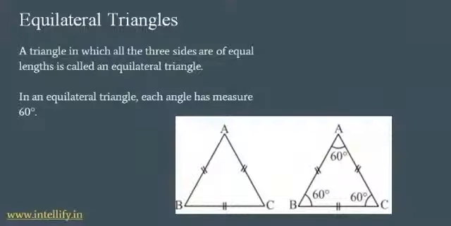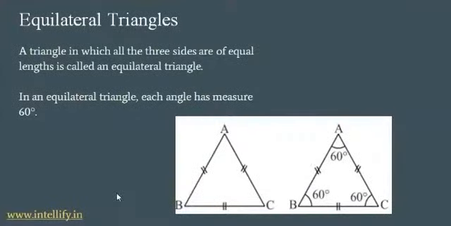Also, this equilateral triangle will have all the sides of equal length. For example, if AB is 4 centimeters, then BC will also be 4 centimeters and CA will also be 4 centimeters, and automatically when you construct the triangle, it will be 60 degrees on each angle. So I hope this concept of equilateral triangle is clear.